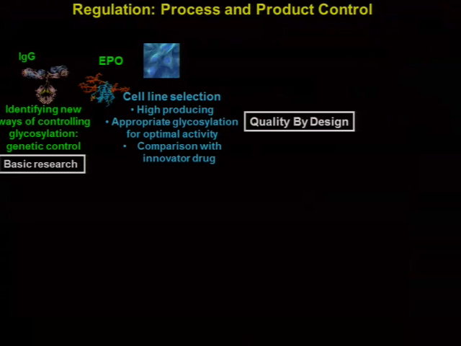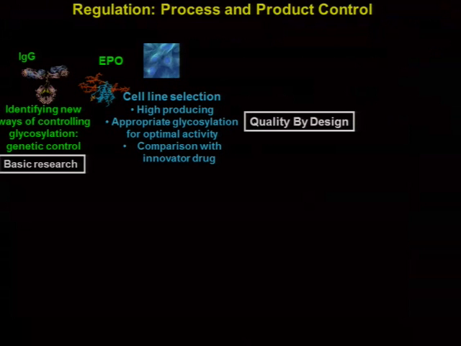You might want to select your cell lines. You might have a whole lot of cell lines which are high producing. So when you do your clonal selection, first of all you pull out cell lines that are high producing, and then you look for other features. And glycosylation is one of those. And it's because you want to select a cell line that has optimal glycosylation for your function. And you might also, at this point, want to compare your glycosylation with an innovator drug.